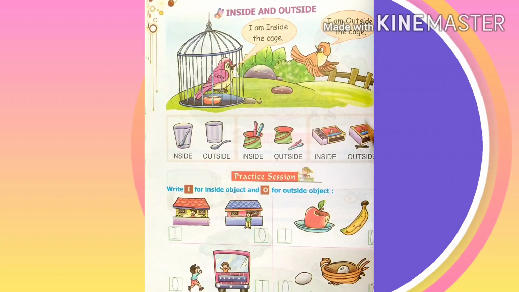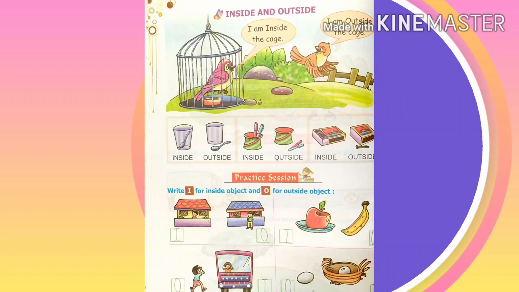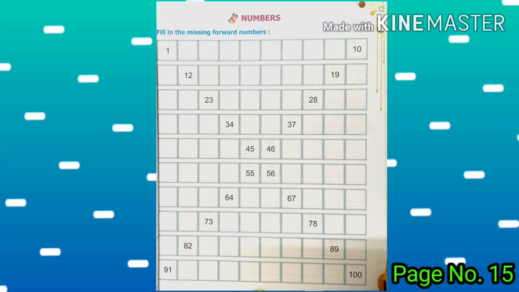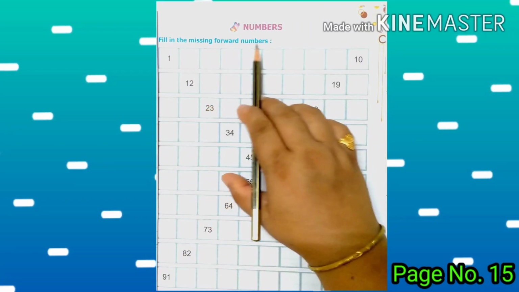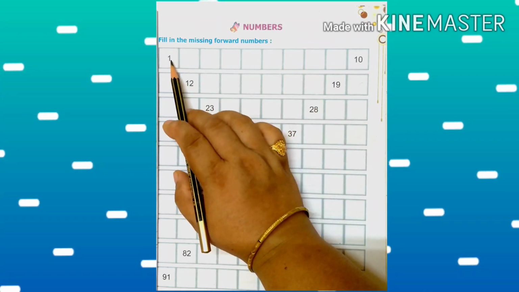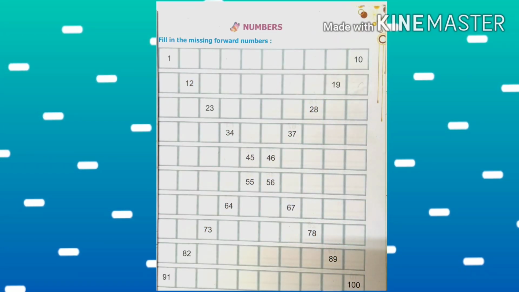So children, you have to complete this exercise and write here date also. When you are completing your work, you will write date. Now next page is, children, next page is page number 15. In this page, fill in the missing forward numbers. Forward numbers जो नंबर आगे की तरफ बढ़ते हैं, like 1, 2, 3, 4, 5, 6, 7, 8, 9, 10. This is forward numbers. Okay.